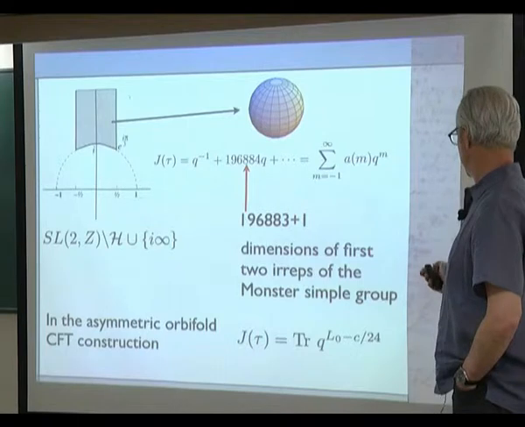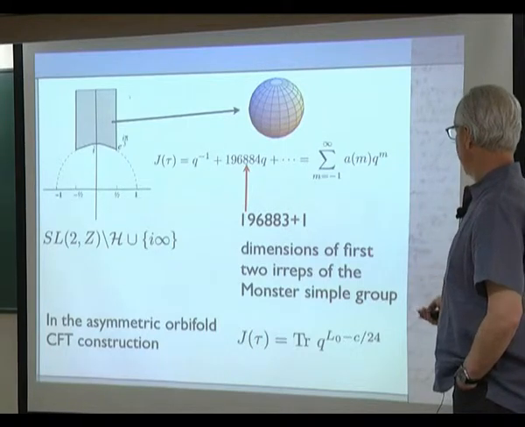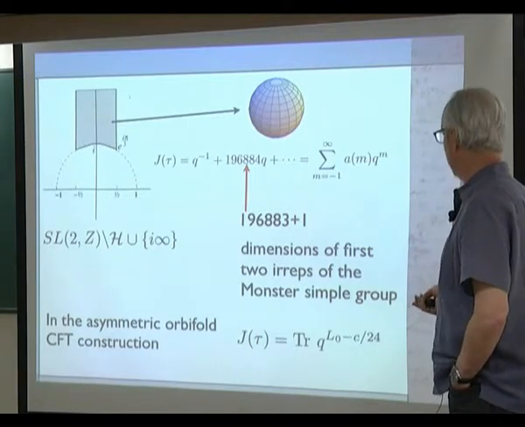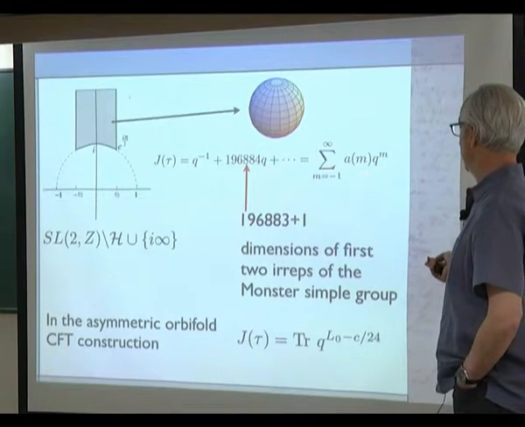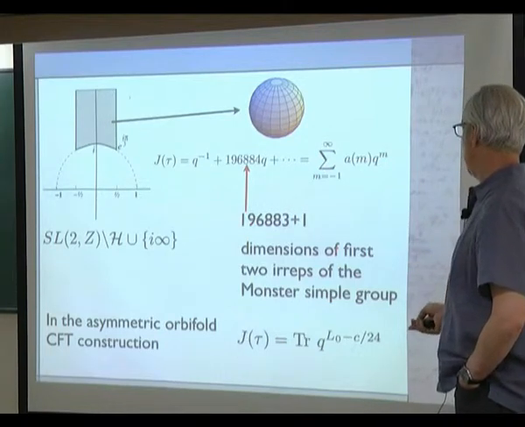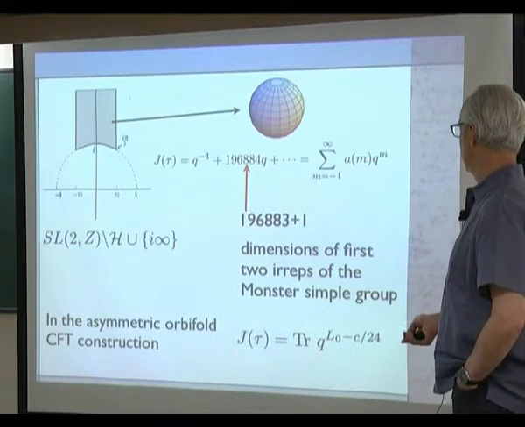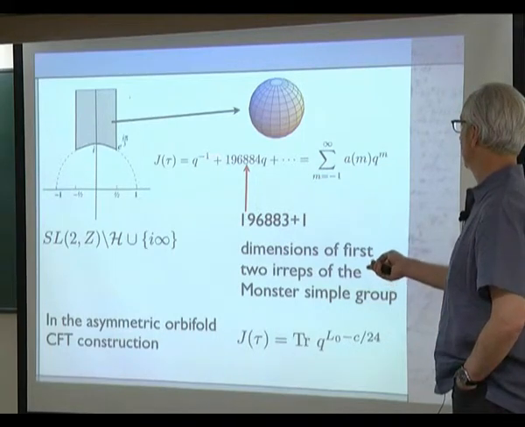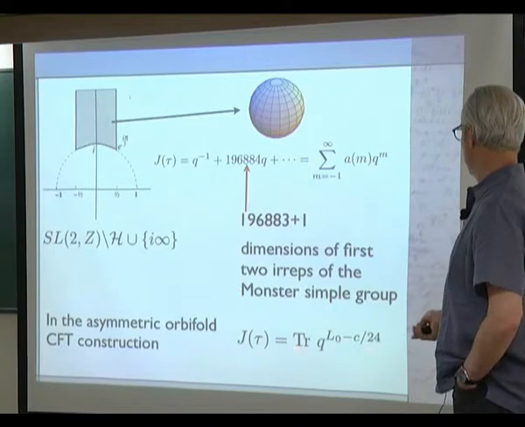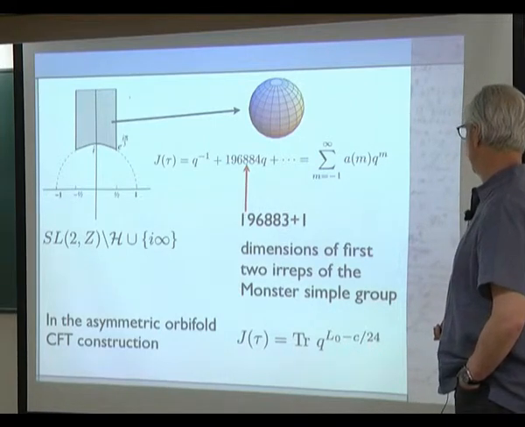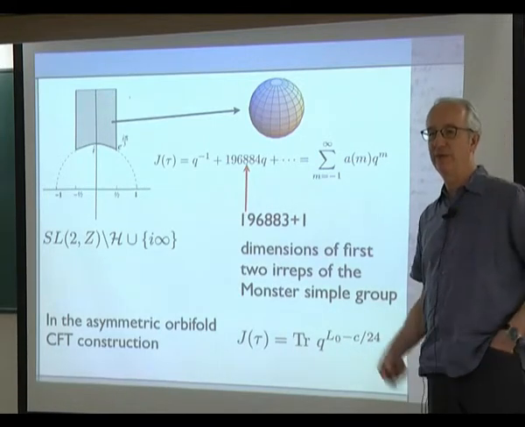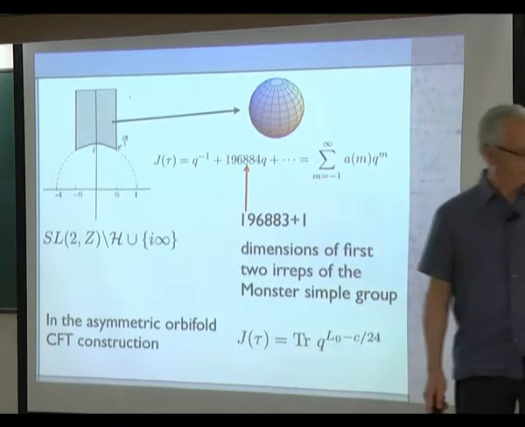This was first noticed, I think, by John McKay. And the higher coefficients also have nice decompositions. And in the asymmetric orbifold construction that I mentioned, the function j of tau, so without the constant term here, is simply the trace of q to the L naught minus c over 24 in this particular conformal field theory.